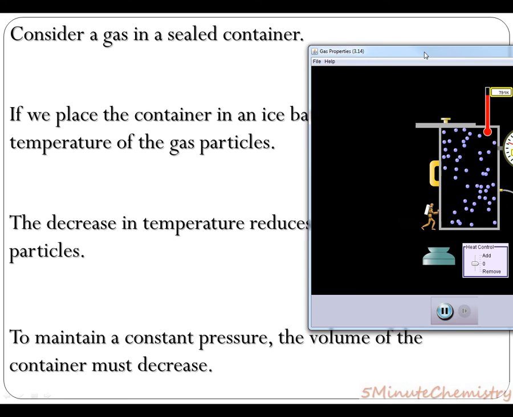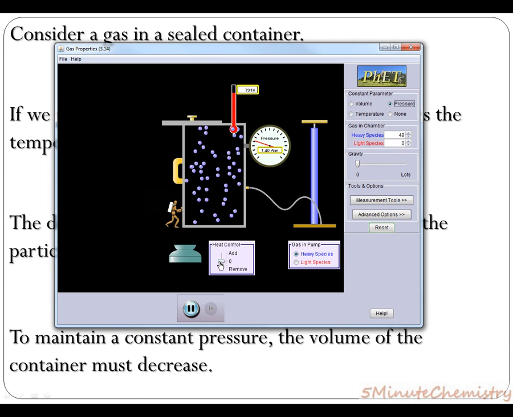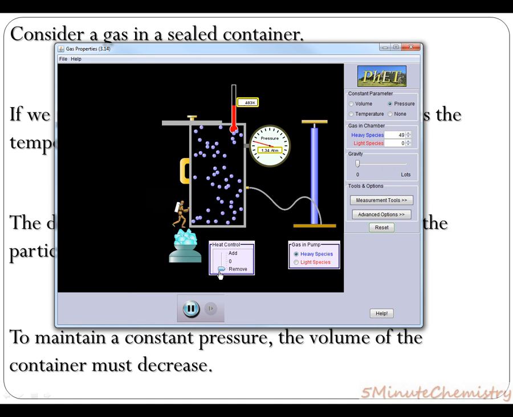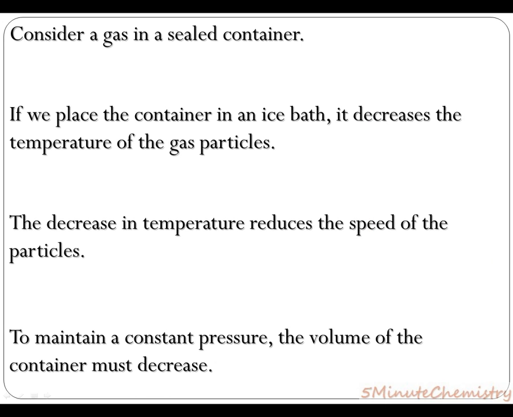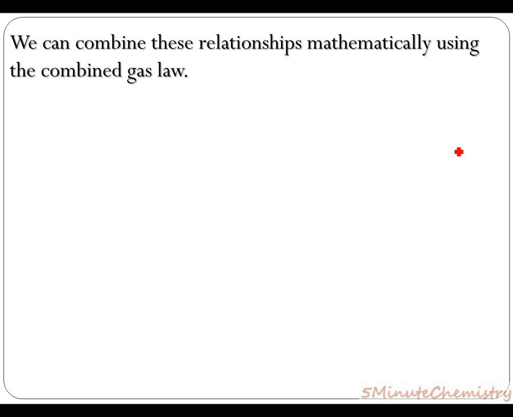We're going to keep pressure constant, and we're going to cool this sample now. So we're going to take away heat, put it in an ice bath, and you notice as I take away heat, my volume is getting smaller and smaller and smaller. It contracts in. So here's what we're going to do now. We are going to look at how these three relationships look when they've been combined.